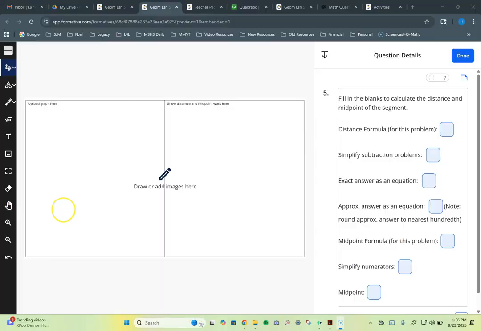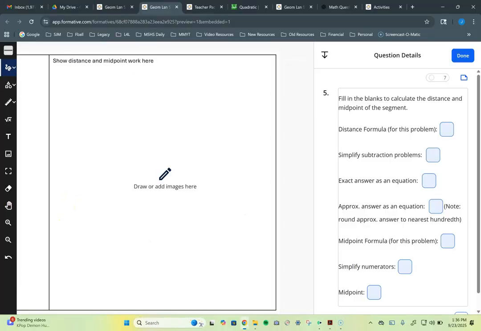You should be working on question number 5 now. You're going to upload your picture for question number 5, and then we'll work on some distance and midpoint formula. So question number 5, this is the one that's got R at -7.1 and S at -3.7. Make sure you're doing the right graph. Question number 5.